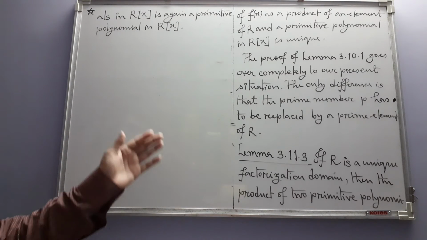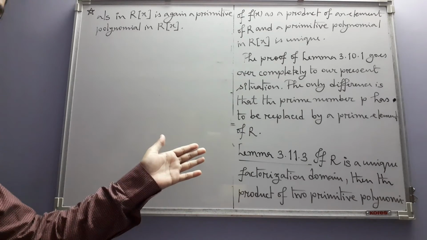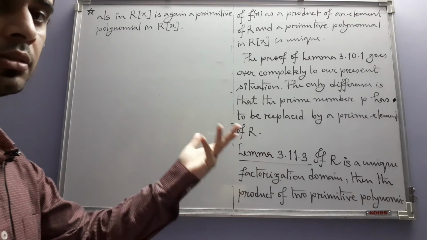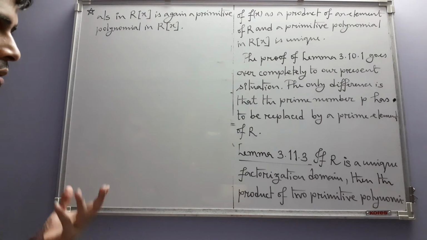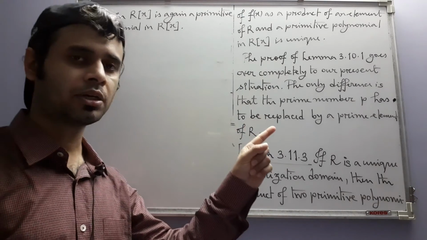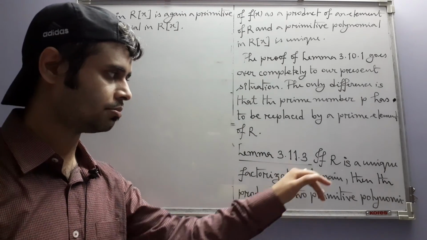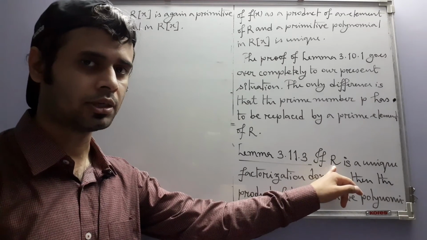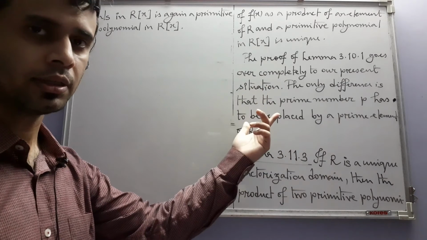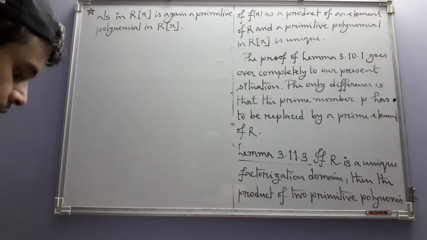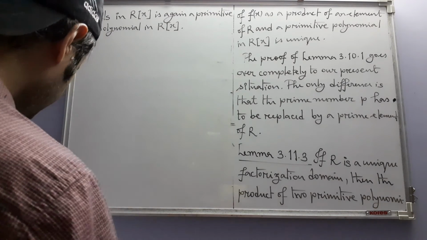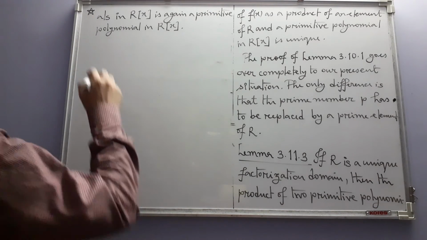Okay, so you actually do go back to the proof and see that whatever the author is saying is indeed true, that the same proof works in this case. The only difference is that the prime number p has to be replaced by a prime element from our unique factorization domain R. There you had, in place of R, the ring of integers. So that is the difference.